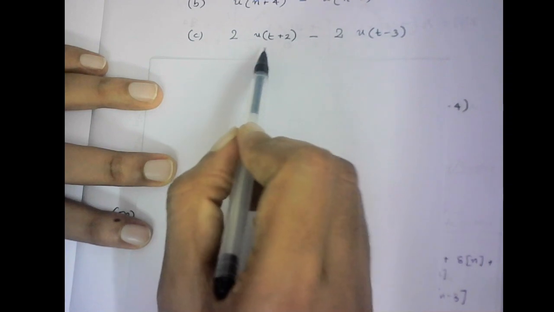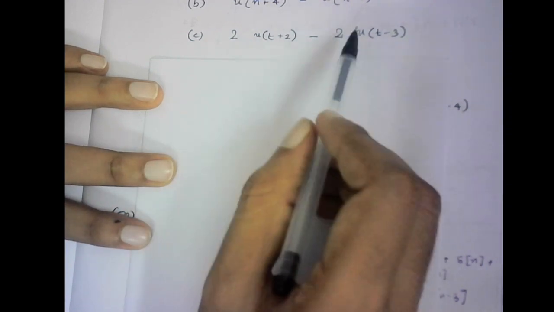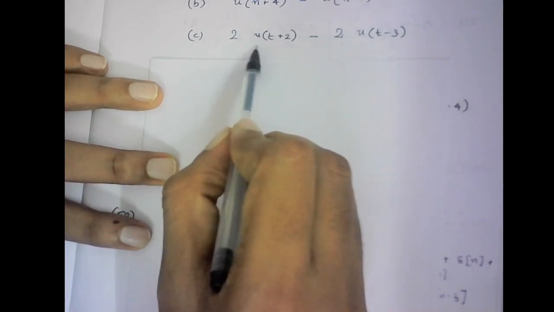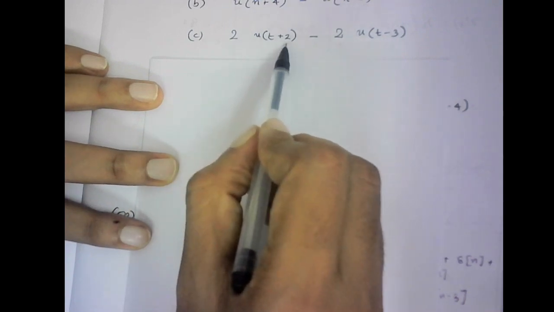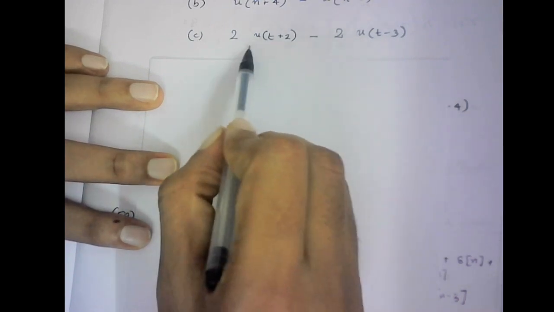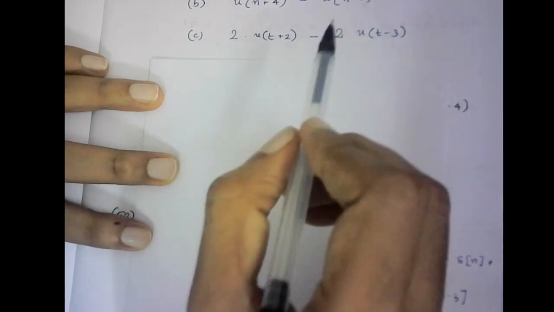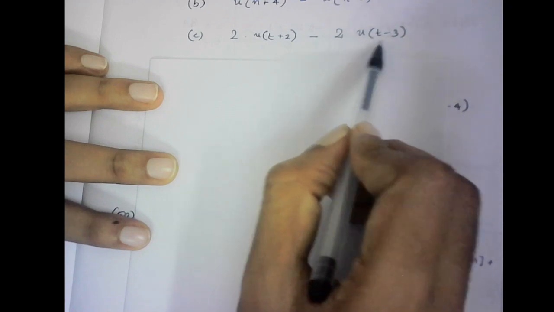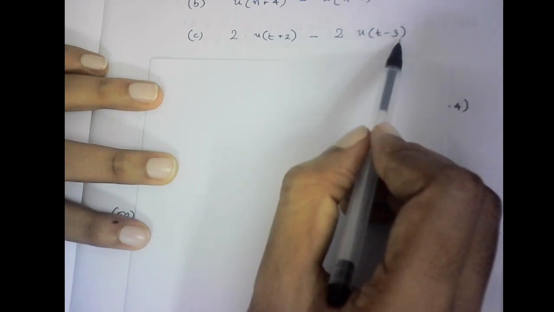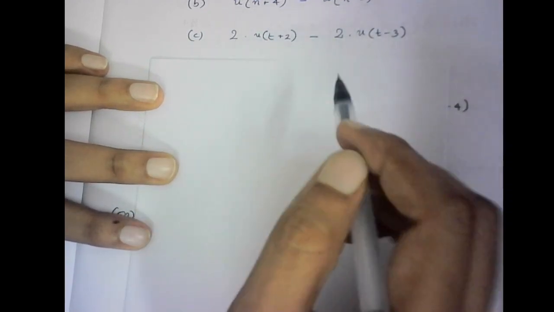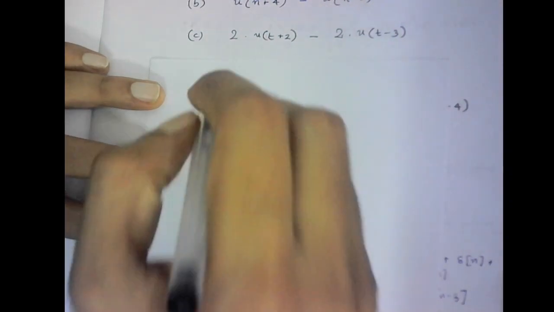Here also you can see that it's a subtraction, or signal addition, basically. So what you need to do is find u of t plus 2, which is a unit step signal advanced by 2 seconds, and multiply it with 2, which is amplitude scaling. Then find u of t minus 3, which is a signal delayed by 3 seconds, multiply it with 2, and subtract this from this to obtain this result. I'll just do this for the sake of clarity.